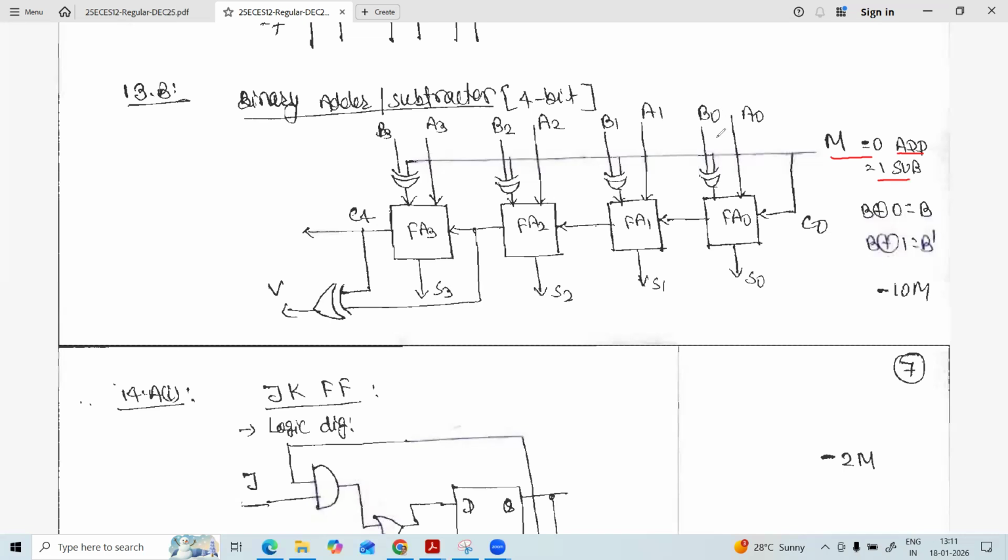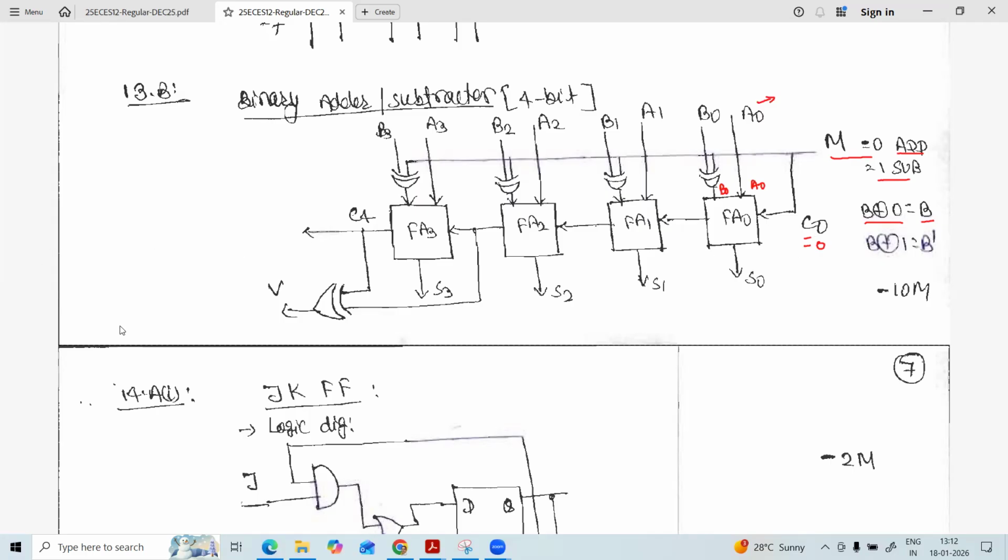The other inputs: in case of addition, A will be called the augend, B will be called the addend. In case of the XOR gate, we know that B XOR 0 will always be B, so here the output we are going to obtain is B. So finally the full adder is going to perform the simple addition A0 plus B0. Similarly, all full adders will do the same operation, and the initial carry is going to be 0 here, since C0 is the same as M, so it will perform the addition.